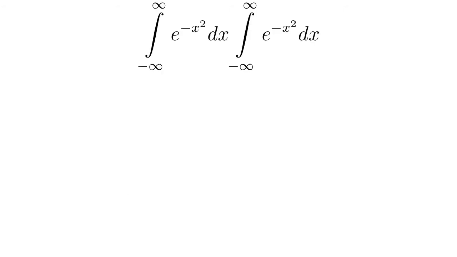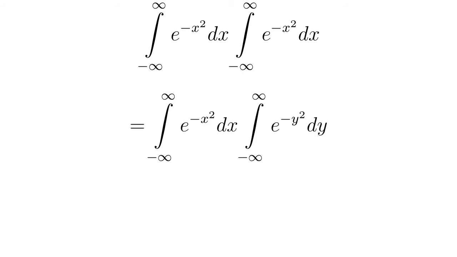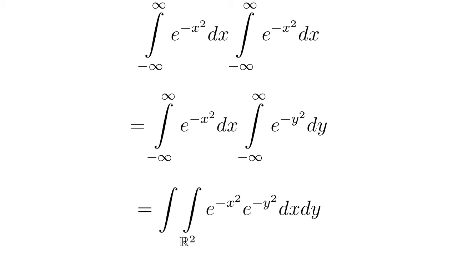We start by multiplying the integral by itself, so we're dealing with the square of the integral. We can now change the variable in the second integral to y, because obviously changing the letter won't change the value of a definite integral, so long as we also change the dx to a dy. And now we see we have something we can write as a double integral. The double integral over all of R squared of e to the minus x squared times e to the minus y squared dx dy. E to the minus x squared times e to the minus y squared can just be written as e to the minus x squared plus y squared.